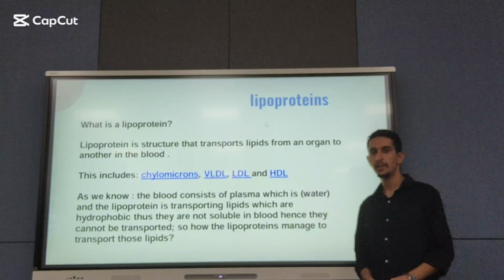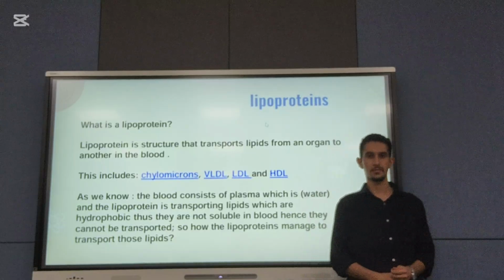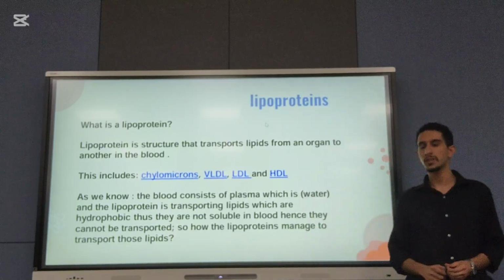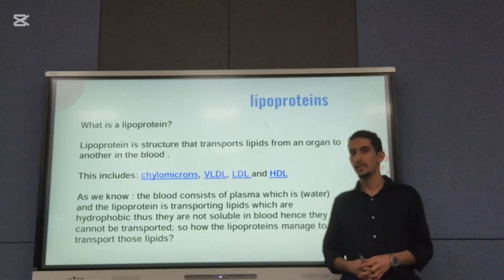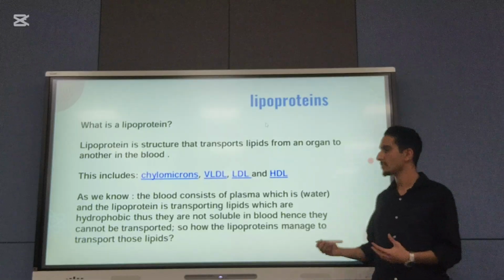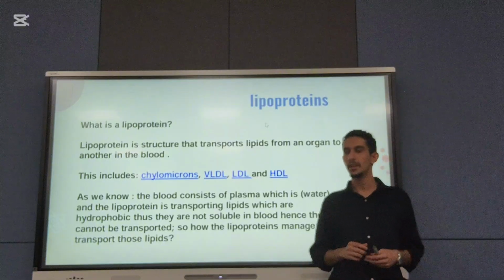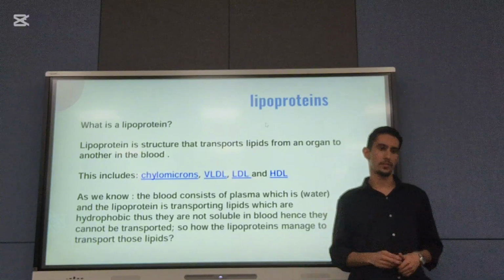Hello everyone. Today I'll be talking about lipoproteins. So first of all, what is lipoprotein? Lipoprotein is a structure that has a function of transporting lipids in the blood from one organ to another.